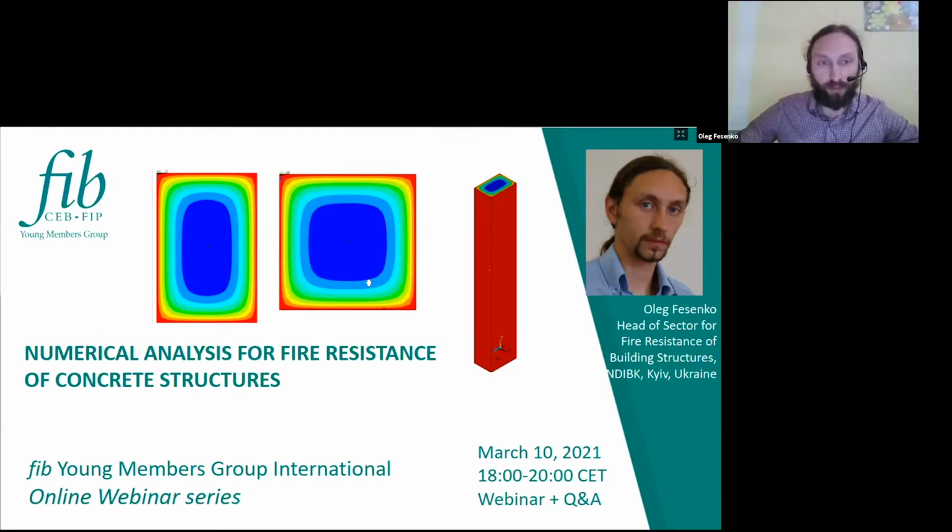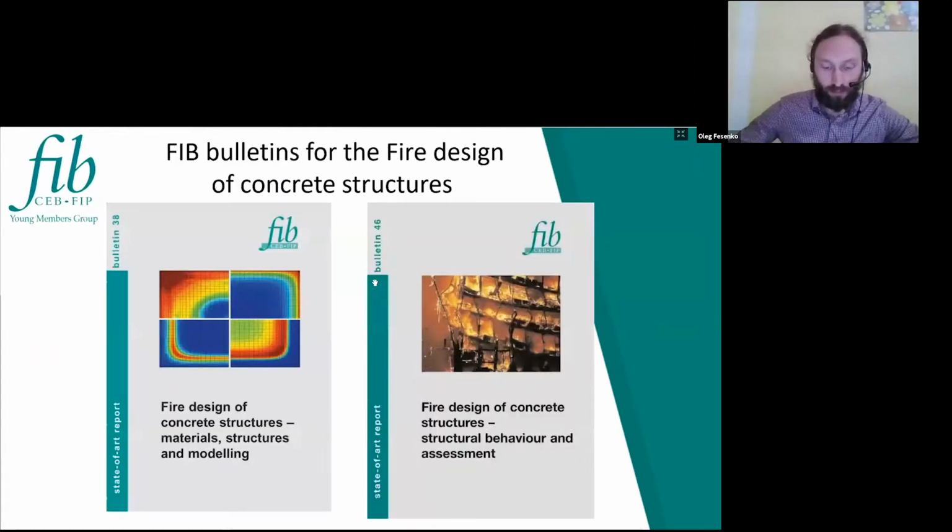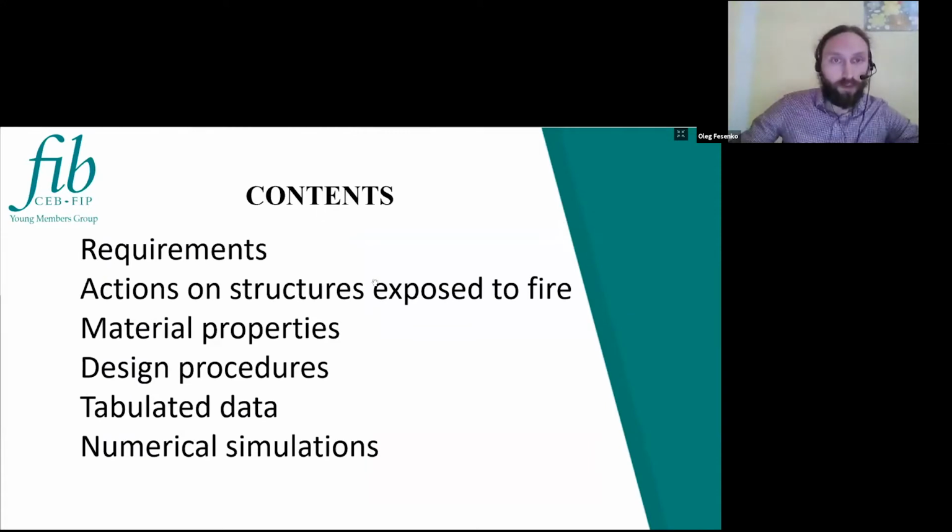My report is mainly based on part 1.2 of Eurocode 2, FIB bulletins number 38 and 46 about the fire design of concrete structures, and the work of my colleagues, researchers. The aims of our report today are to set requirements, to apply actions on structures exposed to fire, to describe properties of concrete and reinforcement steel at elevated temperatures, to determine design procedures, to introduce tabulated data, to present results of numerical simulations.